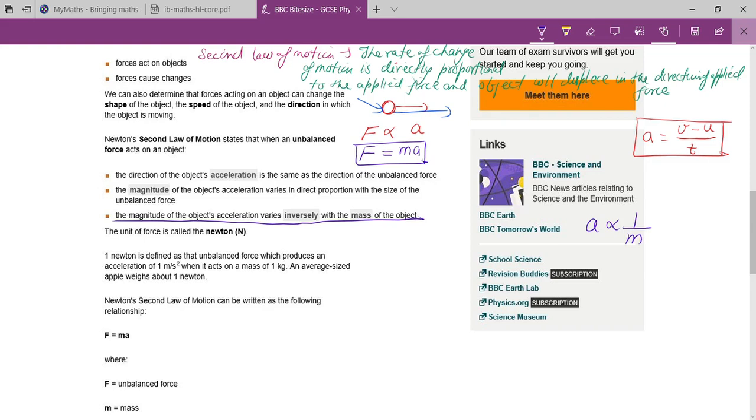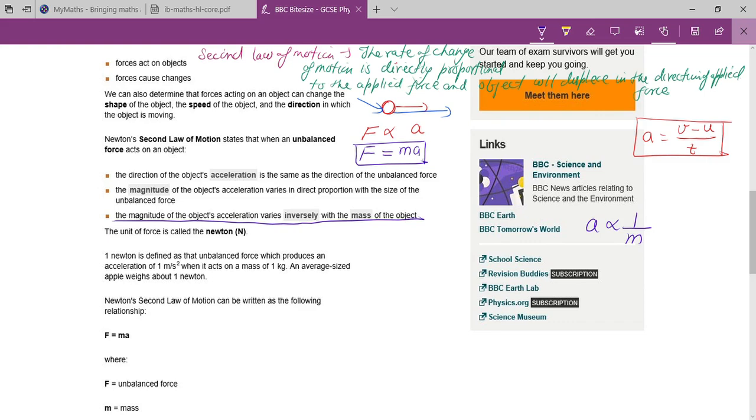You can also understand that if there is a light mass object and you apply force on it, then that object will move faster, right? And if there is a heavy object and you apply the same amount of force on it, then it is not possible to move faster. That's why I am saying that acceleration is always inversely proportional to the mass of the object.